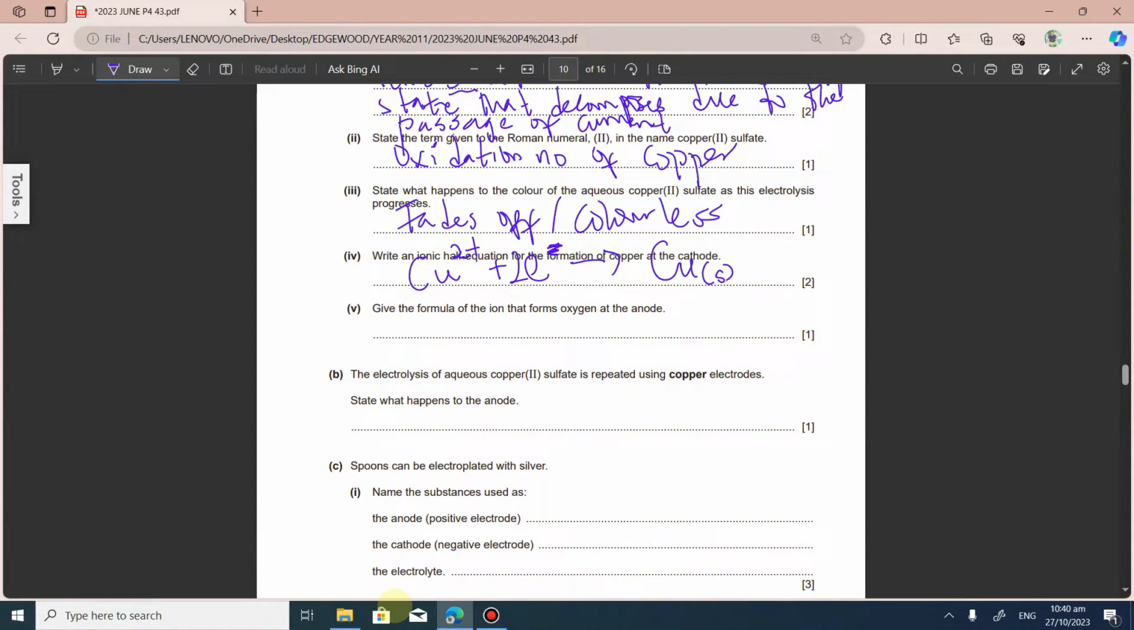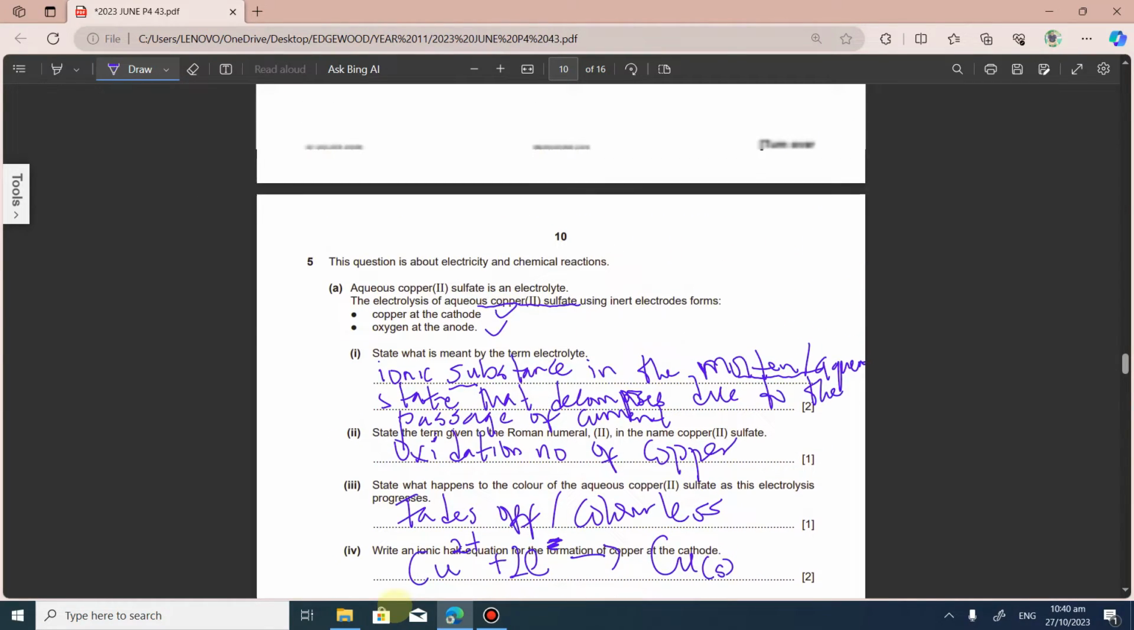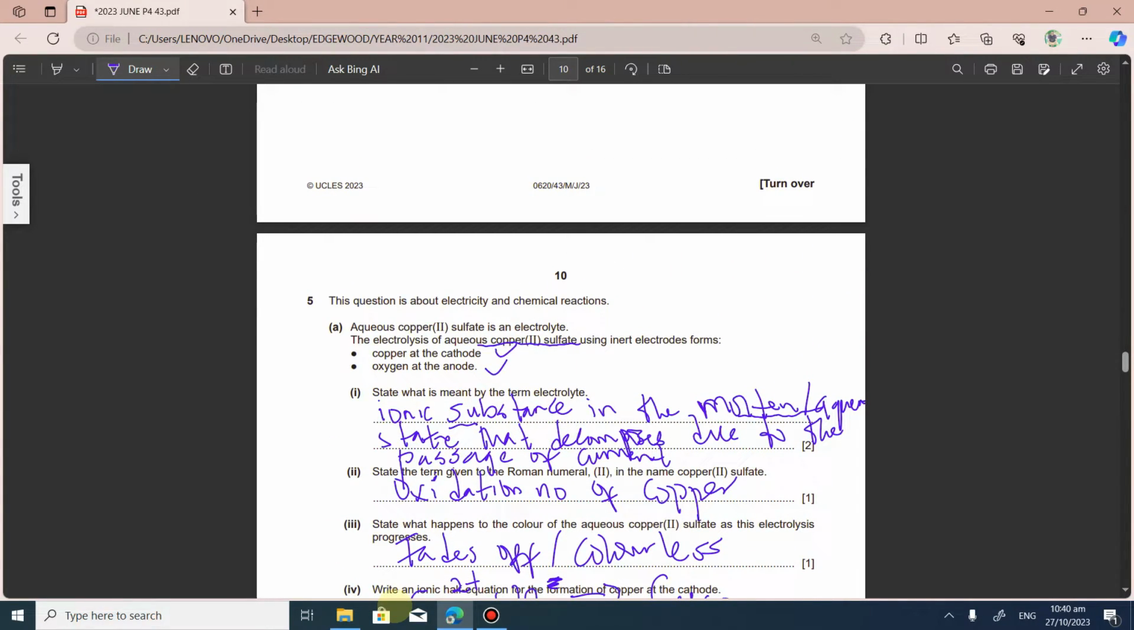Give the formula of the ion that forms oxygen at the anode. Now, oxygen is formed at the anode. So what is that ion that is formed at the anode?